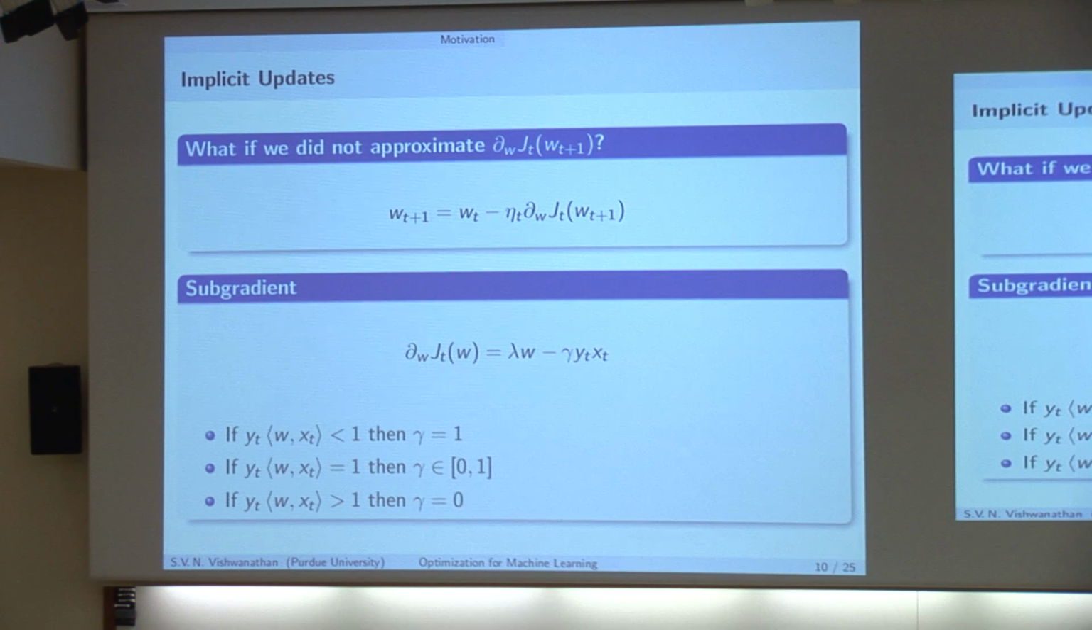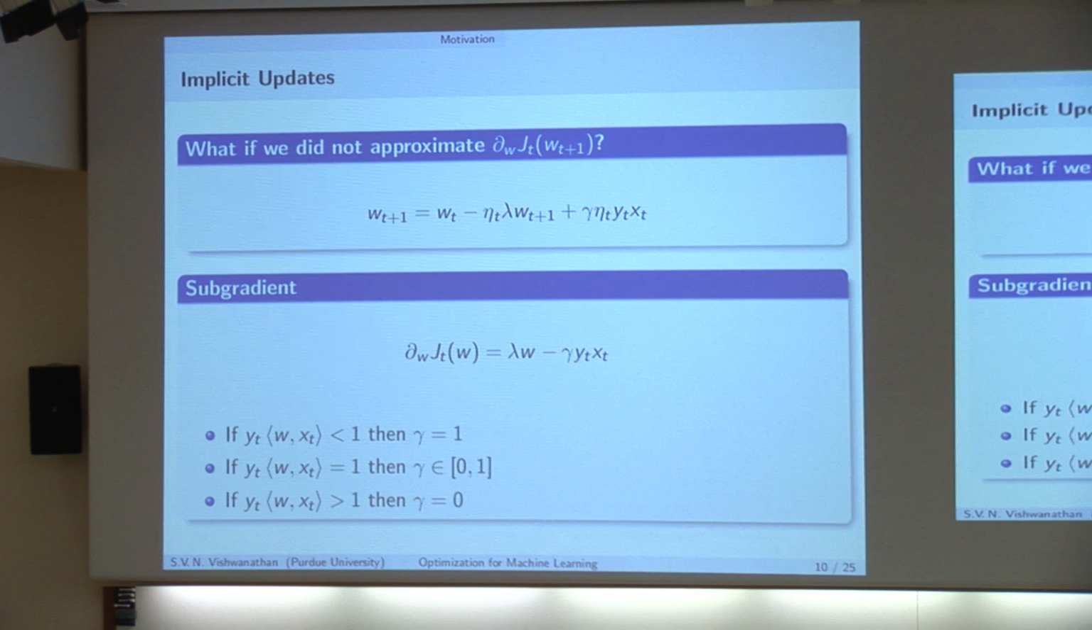This is the true expression for the subgradient of the hinge loss. Now let us plug this back in there, and you get this expression. Still, nothing has been solved. You are still in the chicken and egg situation. Wt plus 1 depends on gamma, but gamma depends on what happens at Wt plus 1. So gamma is a function of Wt plus 1, but Wt plus 1 is a function of gamma.